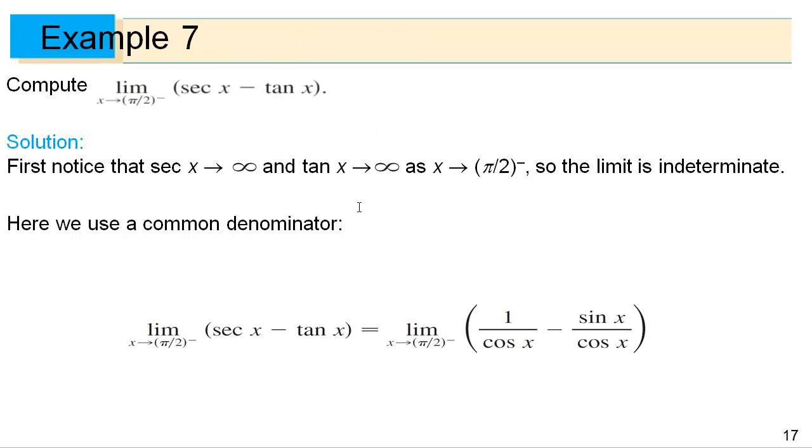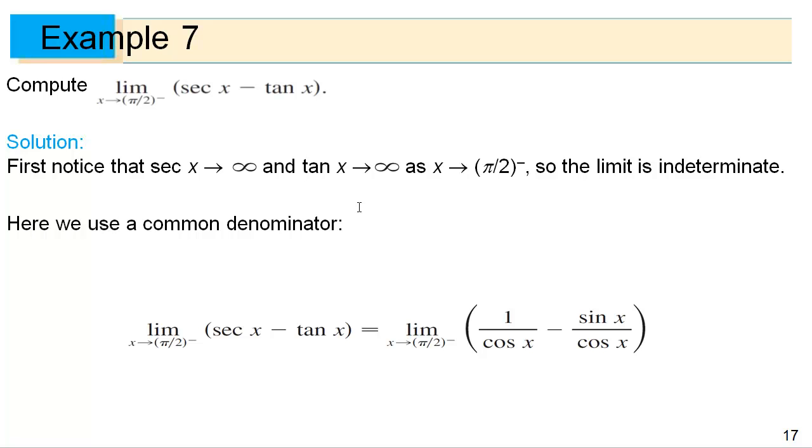All right, here's an example. As x approaches pi over 2 from below, what happens to secant and tangent? Well, if you plug them in, you can see that they both go to infinity. Secant is 1 over cosine, and remember cosine at pi over 2 is 0, so that is approaching 1 over 0, which is infinity. Tan is sine over cosine, and as you approach pi over 2, the top goes to 1, the bottom goes to 0, and again you get infinity.